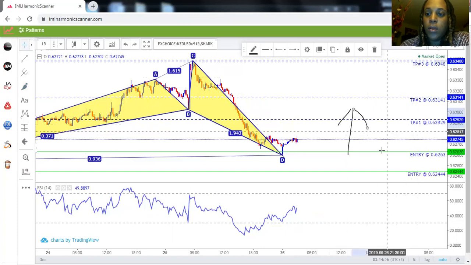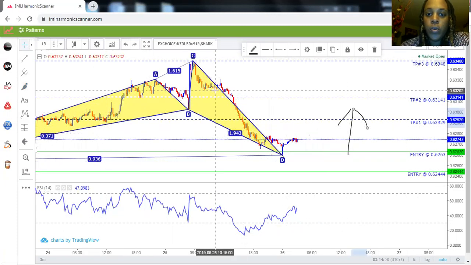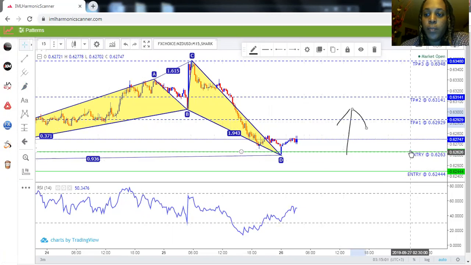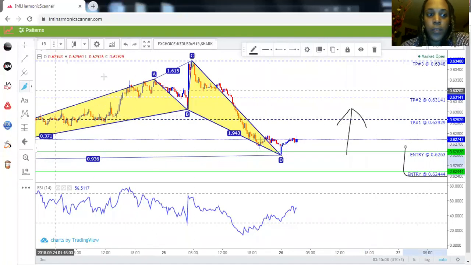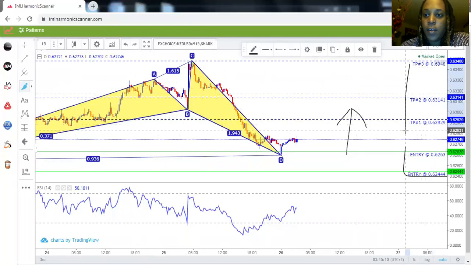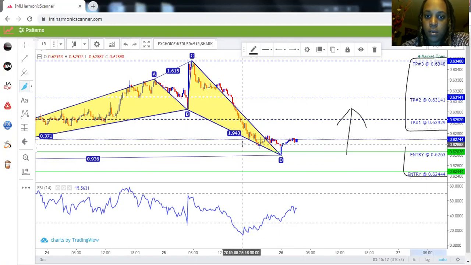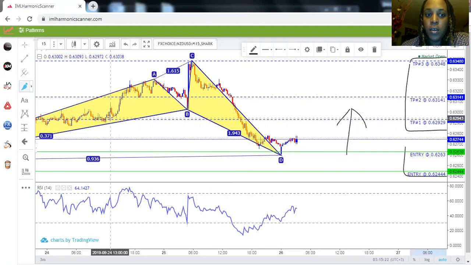Now, how else do we know that we're looking for the market to go up? Well, if you look here, let me see if I can lock it. You can see that the entry is at the bottom, and the take profit is above your entry. These are your take profit points. So this is how we know that we're looking to buy. The first thing is that we see the M pattern, and then you see that the entries are at the bottom as well.